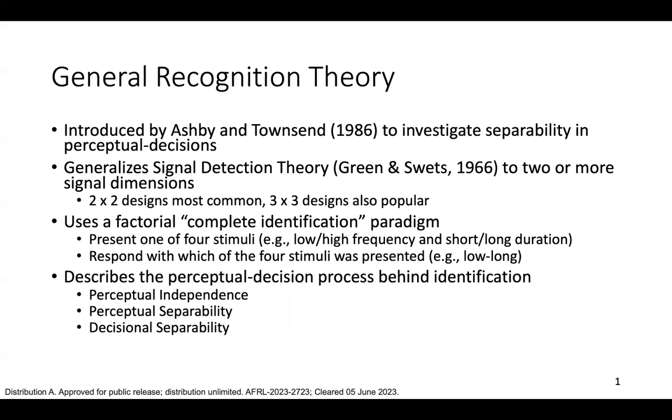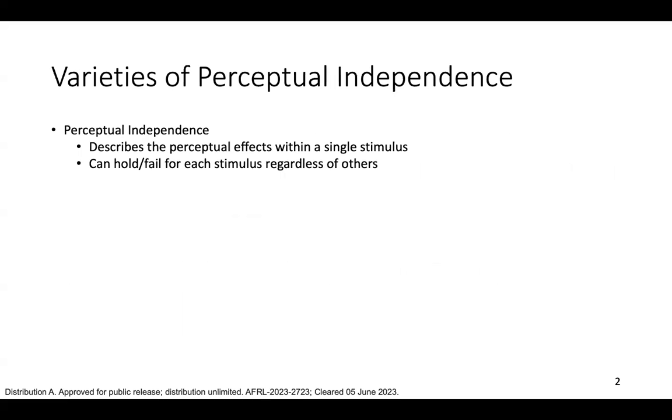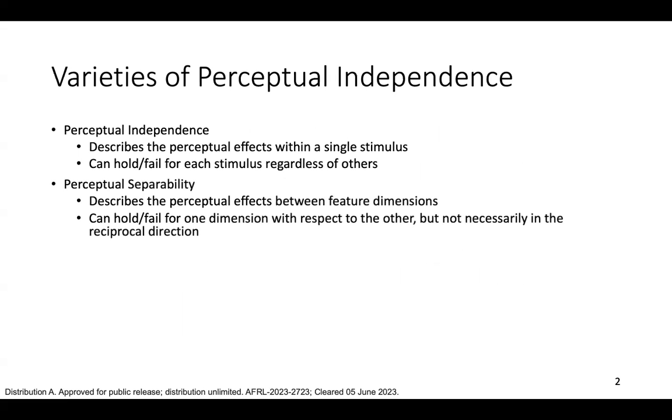The GRT framework recognizes three types of independence: perceptual independence, perceptual separability, and decisional separability. Perceptual independence describes the perceptual effects within a single stimulus and can hold or fail for each stimulus, regardless of whether it holds or fails for the other stimuli. Perceptual separability describes the perceptual effects between feature dimensions. It can hold or fail for one dimension with respect to the other, but it does not need to hold or fail in the opposite direction.